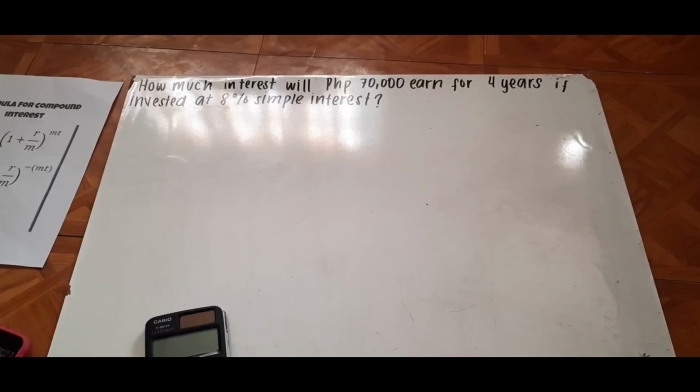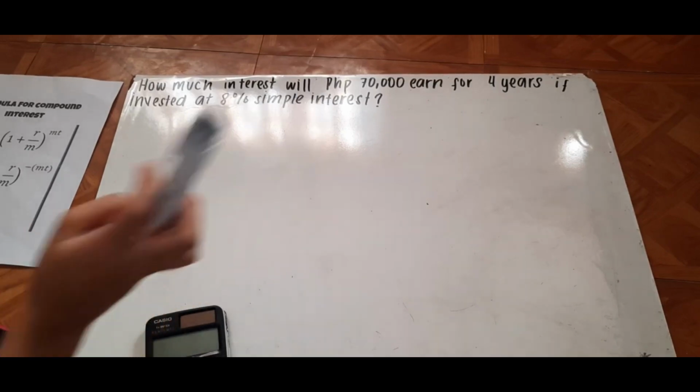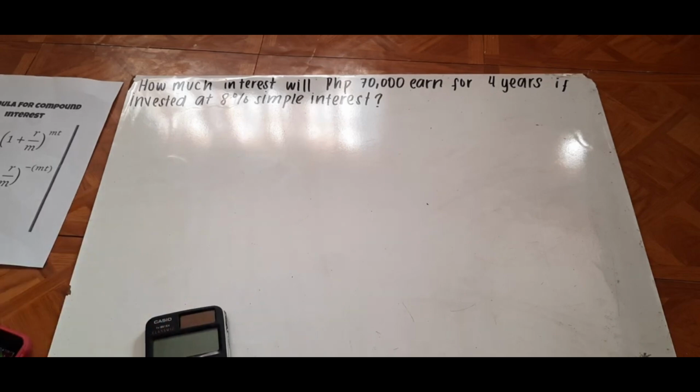Moving on, these are the examples for compound interest. But this question is not for compound interest. It's still in simple interest. And I just want to state the difference between simple interest and compound interest, even if they have the same given.